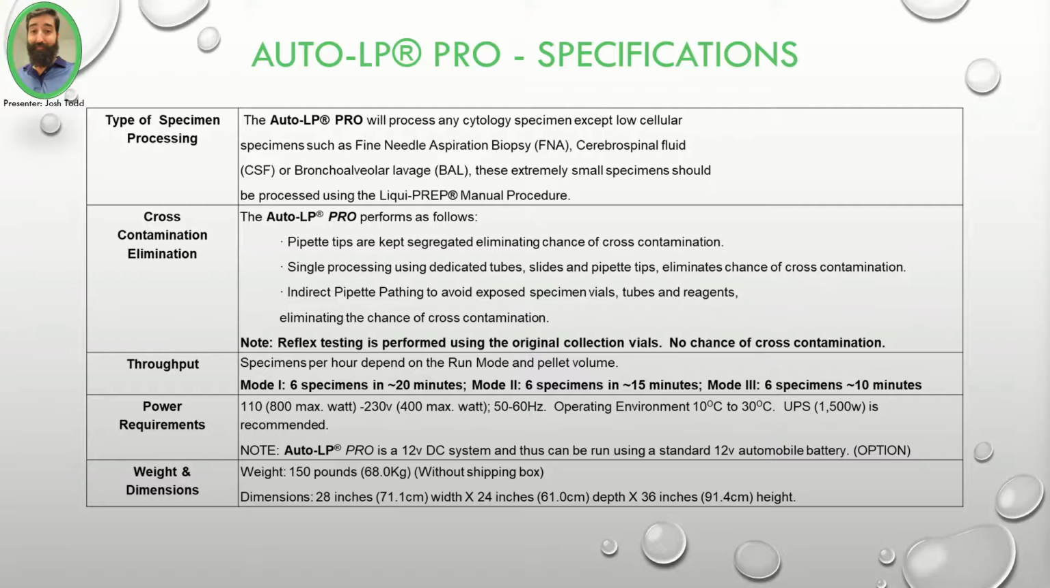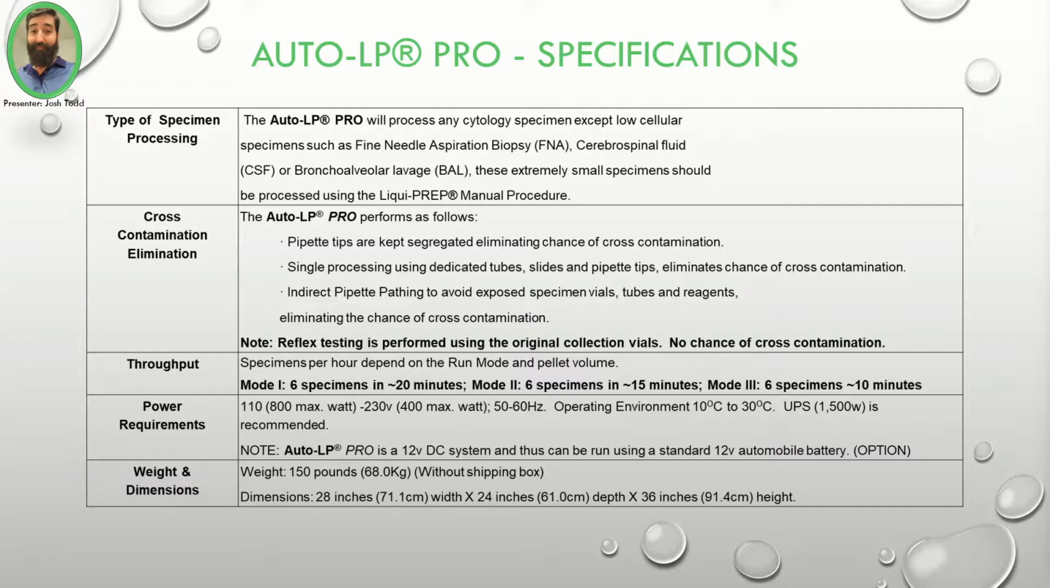Cross-contamination elimination. The AutoLP Pro performs as follows. Pipette tips are kept segregated, eliminating the chance of cross-contamination. Single processing uses dedicated tubes, slides, and pipette tips, eliminating chances of cross-contamination.